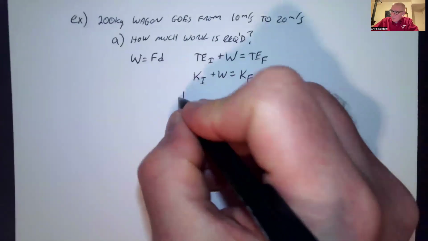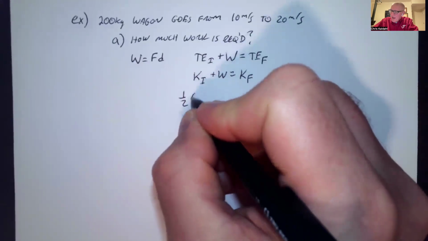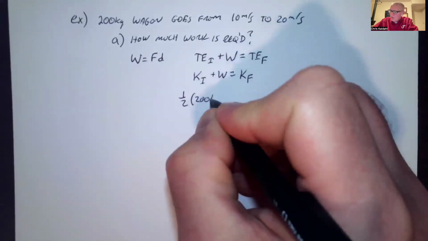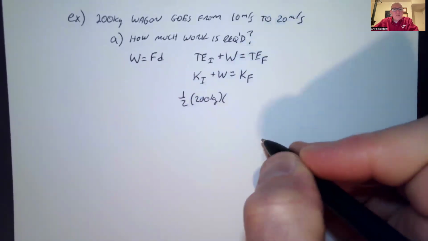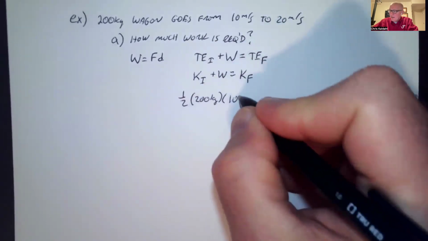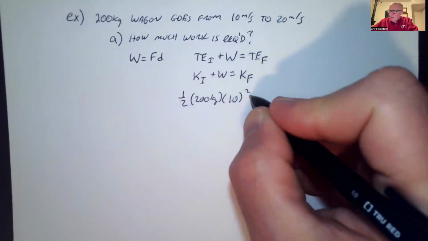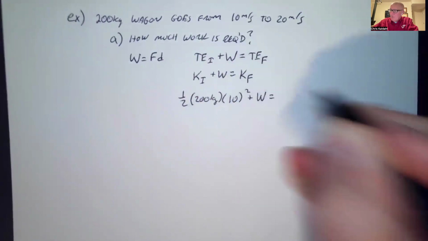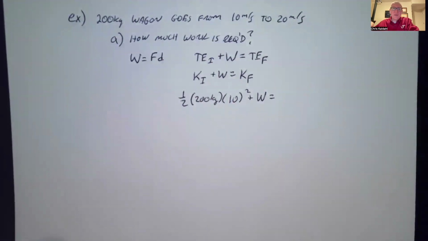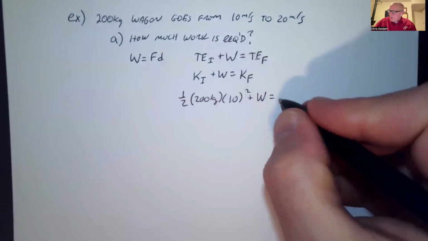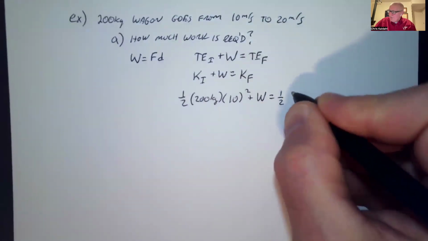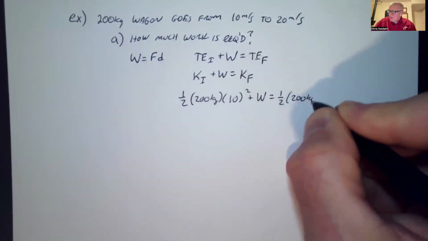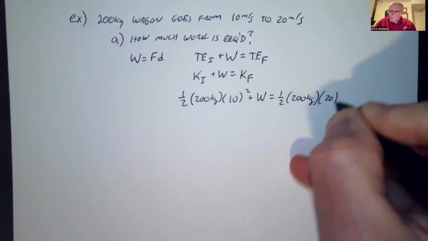Well, kinetic energy is 1/2 times mass, which in this case is 200 kilograms, times the velocity, which is 10 squared. And I forgot to put the units there just to make life a little bit easier. Better get my calculator out. And then we're going to set that equal to 1/2 times my 200 kilograms times 20 squared.